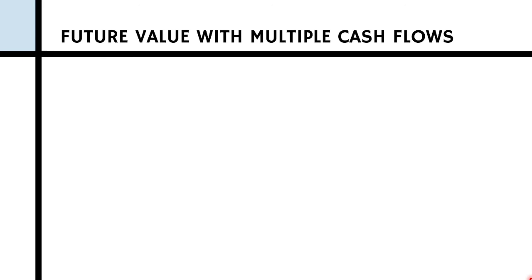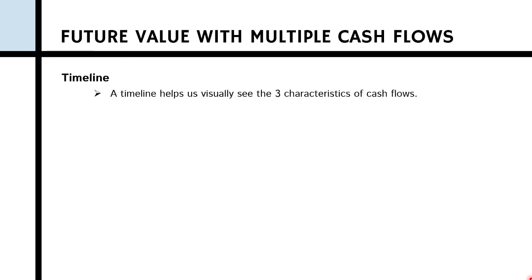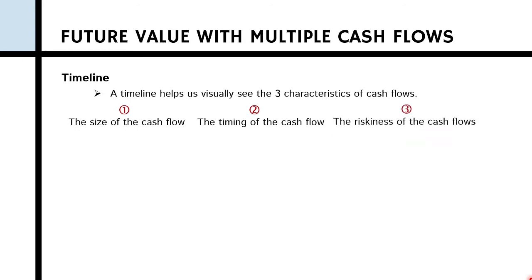Let's begin with future value with multiple cash flows. We will use a timeline para mas maintindihan natin yung mga problems. So what does a timeline help us to identify? A timeline helps us visually see the three characteristics of cash flows: the size of the cash flow or the actual amount, the timing of the cash flow, so when does the cash flow occur, 1 year from now, 2 years from now, etc. And lastly, the riskiness of the cash flows, which is included in our relevant interest rate, which is used as our discount rate.